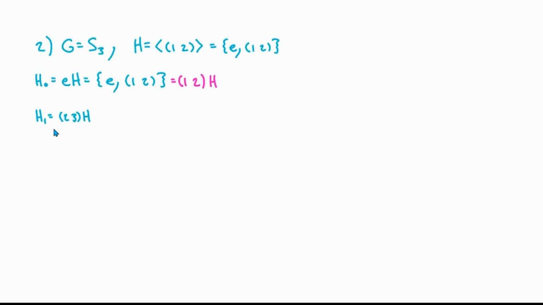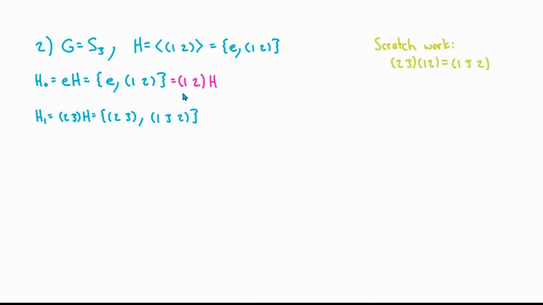I'll let my new coset H1 be the left coset (2 3) times H. Well, in order to figure out what this is, I just go through and left multiply all of the elements of H by the transposition (2 3). So first of all, I just have (2 3) times the identity, which is just the transposition (2 3). And then, to figure out what (2 3) times (1 2) is, I just do a little bit of scratch work. And after multiplying together these two permutations, I find that it's the 3-cycle (1 3 2). So the second coset in my list here is the left coset (2 3) times H.